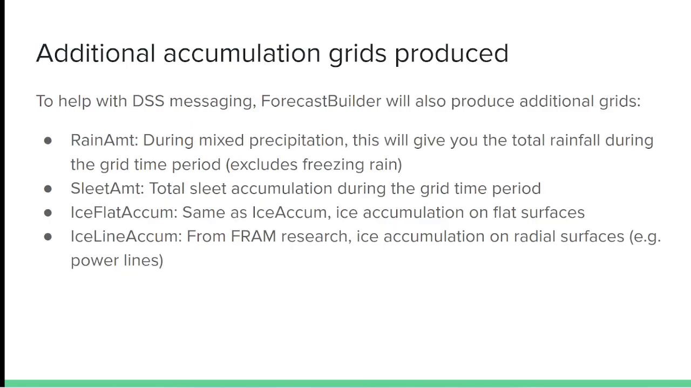ForecastBuilder goes above and beyond the NDFD requirements, though, to produce several other grids that can be helpful for DSS or even hazard creation. These grids include rain amount, sleet amount, ice flat accumulation, ice line accumulation. You will see these load and create in the precip type accumulation step.